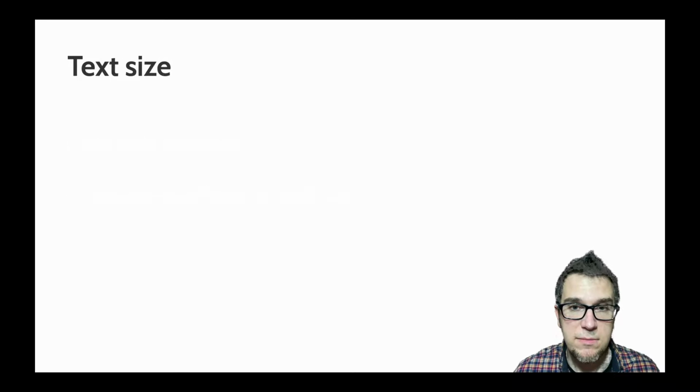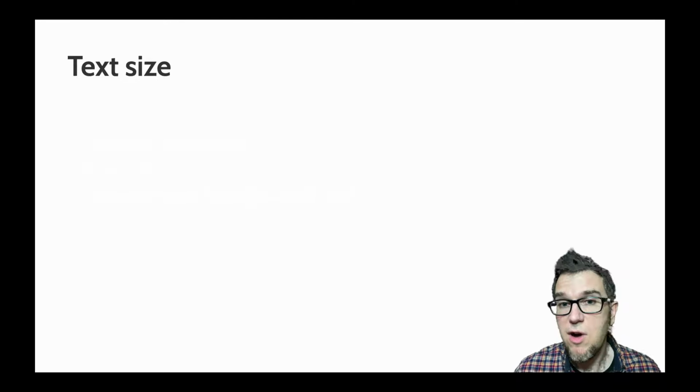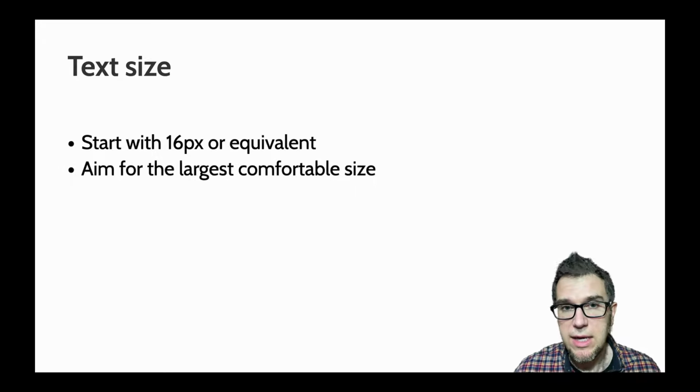Text size. Between the ages of 40 and 50, eyesight begins to deteriorate. Being able to read without glasses by the time you hit 60 is rare. Ideally, 16 pixels or equivalent is a good place to start for body text, particularly for text-heavy web pages.